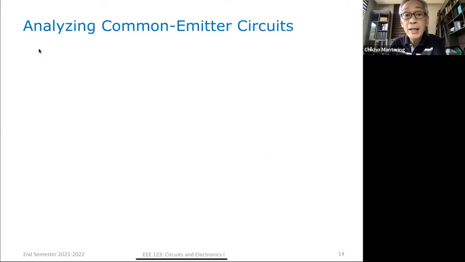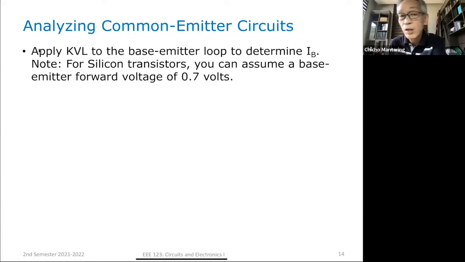And what are the steps in analyzing common emitter circuits? So I tried to break it down into a few rules. What's the first step? The first step, like what we did when I started to explain saturation: you apply KVL to the base emitter loop to determine I sub B.